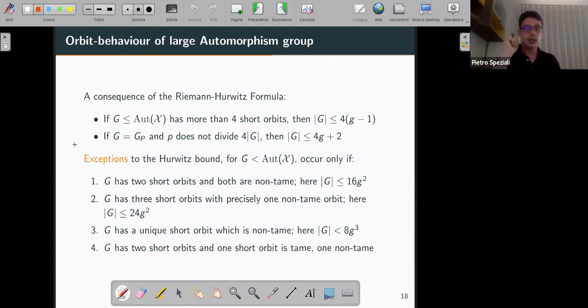You may have 2 short orbits, which are both non-tame. Here it means that the stabilizer of a point in both orbits has size divisible by p. Or you have 3 short orbits. One is non-tame, and the other 2 have involutions as stabilizers. And in this case, you have at most 24 g squared automorphisms. If you have a unique short orbit, which is non-tame, then you have at most 8 g cubed automorphisms. And then the last case, which is the most difficult to deal with, is 2 short orbits, where 1 short orbit is tame and the other is non-tame.